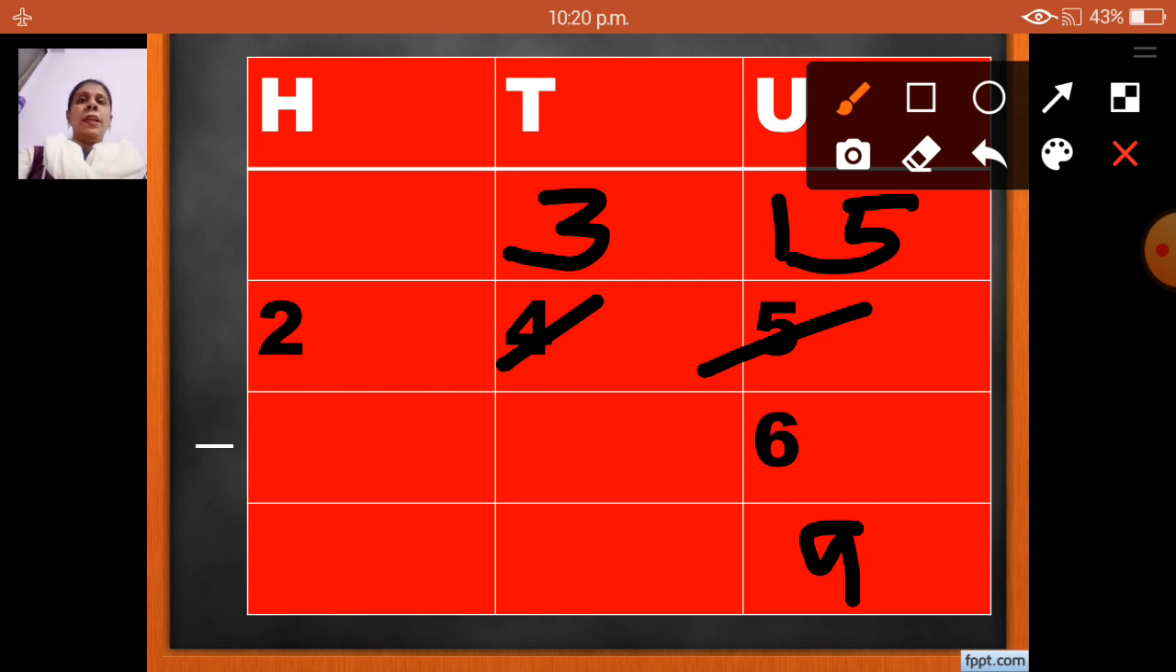Now below 3 in tens place, we are not having any number. So we will consider it as 0. So 3 minus 0 will be 3. And below 2 also in hundreds place, there is no number. So 2 minus 0 will be 2. So when we subtract 245 minus 6, we get our answer 239.